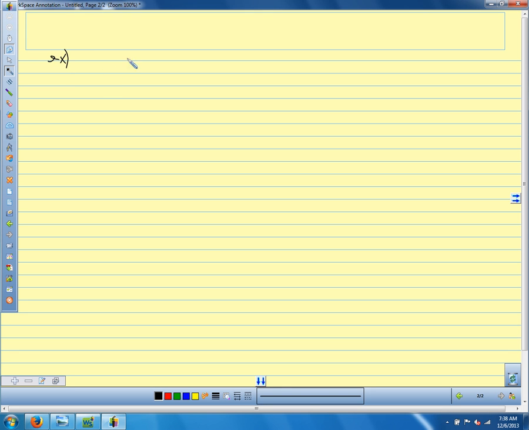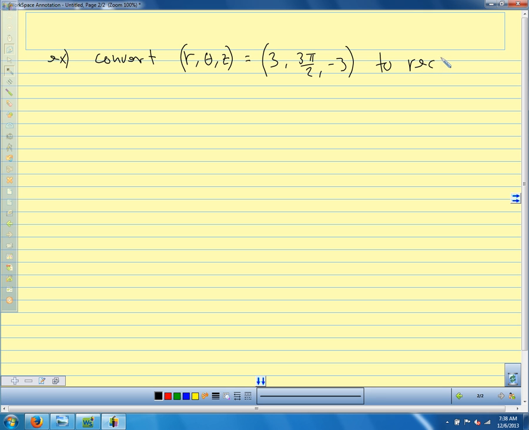Okay. So we want to convert this point in cylindrical coordinates, r theta z, we have 3, 3 pi over 2, negative 3, to rectangular coordinates.